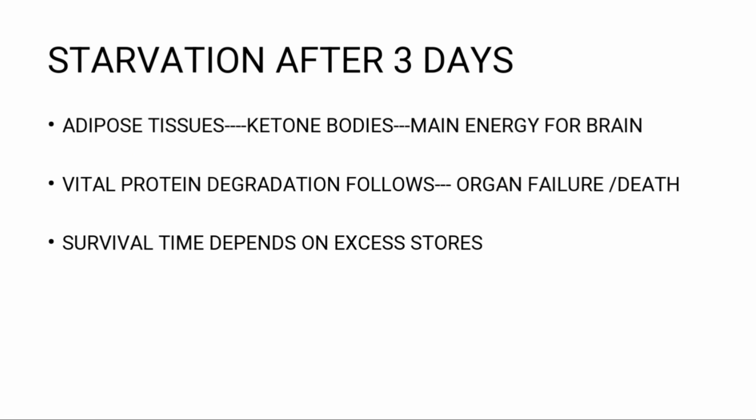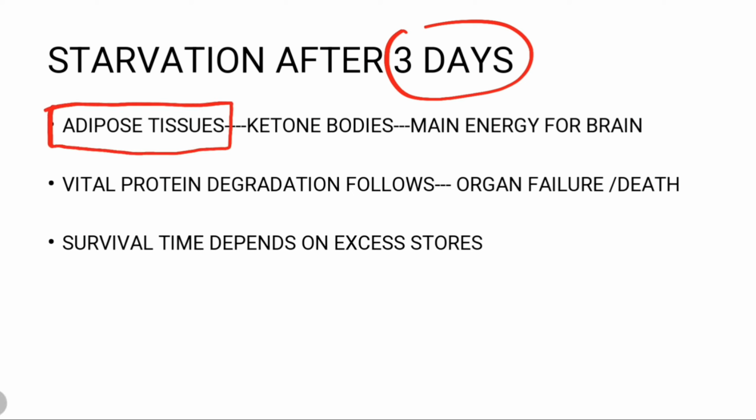Now, suppose someone is starving for more than 3 days. What happens there is all the glycogen stores are now depleted by day 1, and all the other processes are also getting exhausted. Your body is now trying to convert all the fat that you have in your store, the adipose tissues, and they produce ketone bodies now. And these ketone bodies become the main source of energy for the brain.